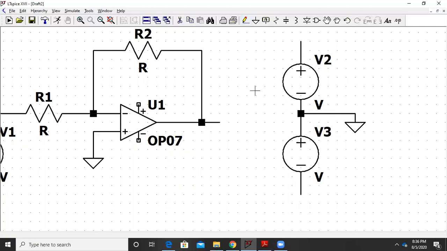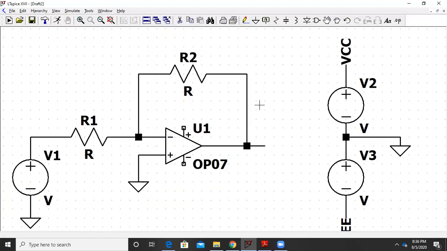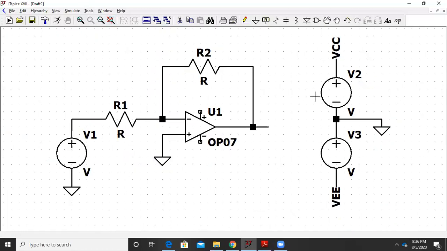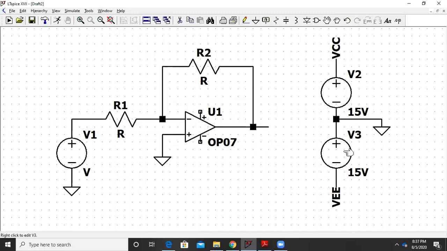And now I have to label them also. So this will be labeled as VCC. Similarly, this will be labeled as VEE. So basically we require positive as well as negative power supply to power up the op-amp. That is the requirement. Now we have to define the voltages of the DC power supply. So this will be 15 volts. This also will be 15. B will be taken as negative voltage only. And we have to apply that power to the op-amp.